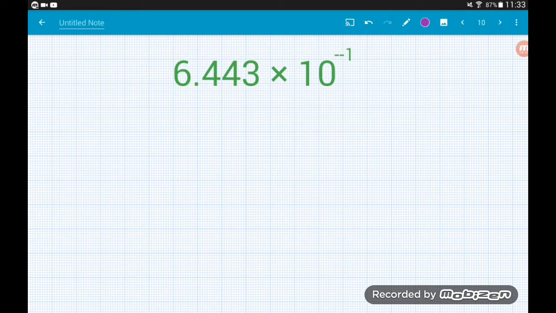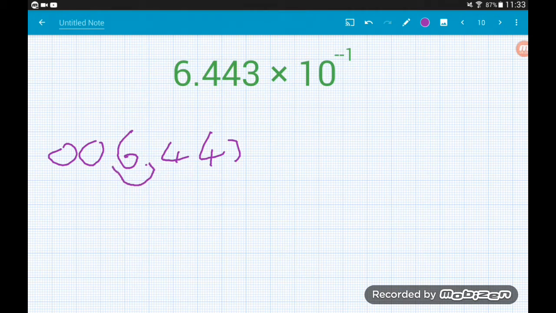Okay, 6.443 times 10 to the power of minus 1. So 6.443. Now then, this time the decimal is only going to move 1 place to the left. So it's going to go from there to there. So we're just going to be left with 0.6443. Jobs are good.